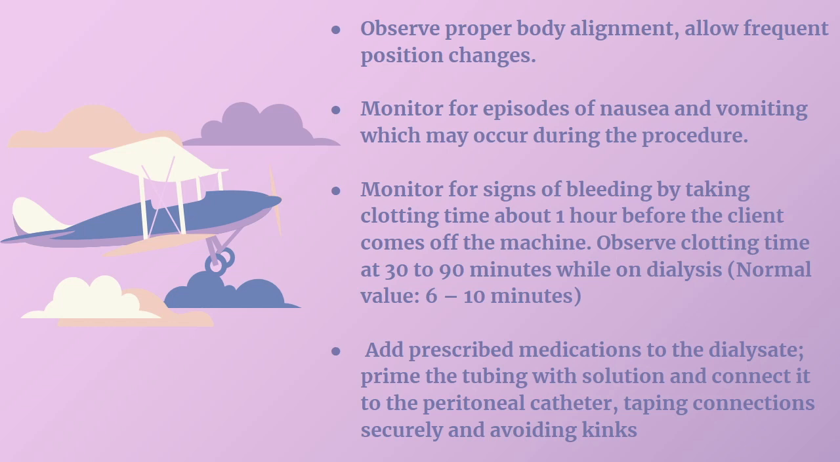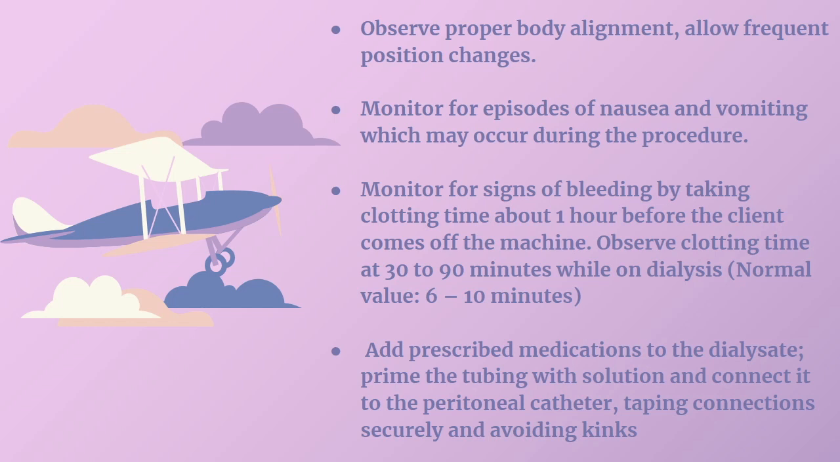Monitor for episodes of nausea and vomiting, which may occur during the procedure. And monitor for signs of bleeding by taking clotting time about 1 hour before the client comes off the machine. Observe clotting time at 30 to 90 minutes while on dialysis. Normal value is 6 to 10 minutes.